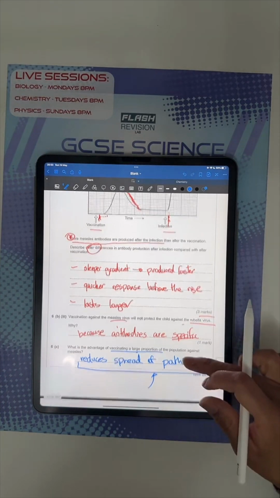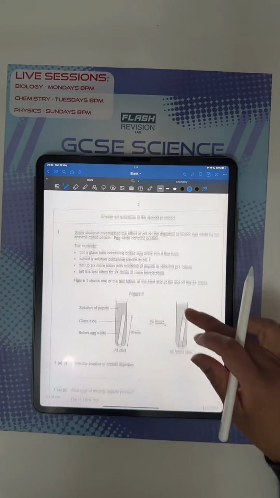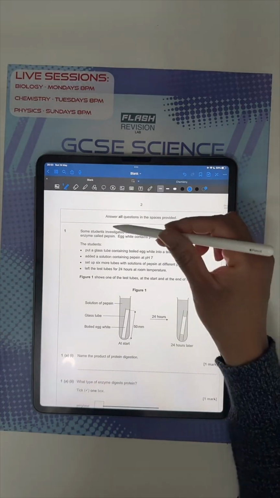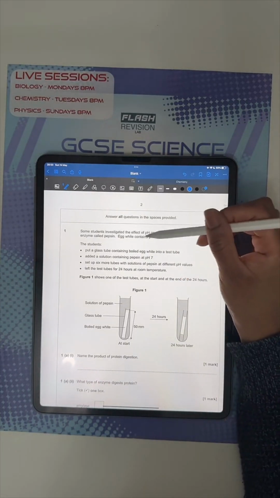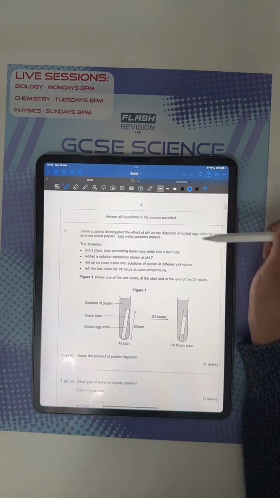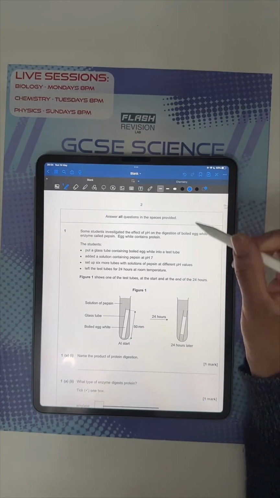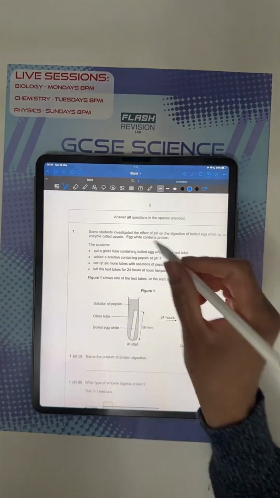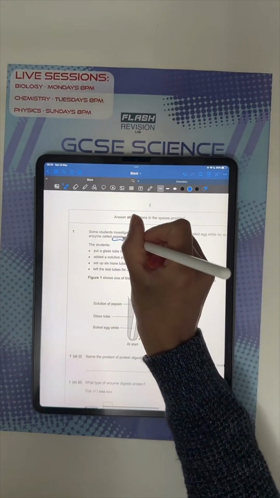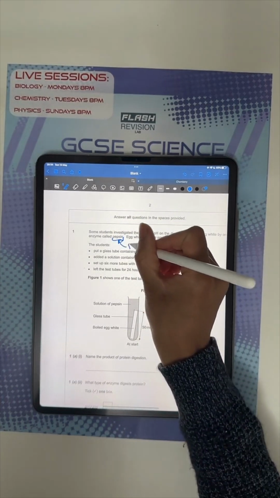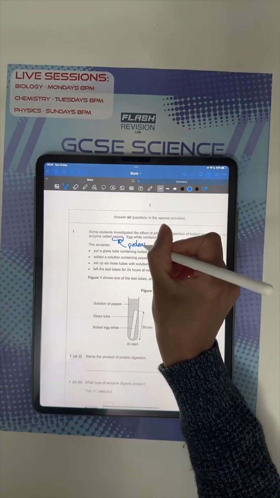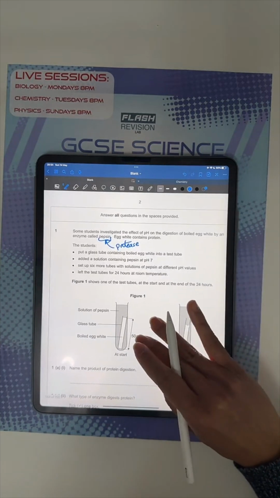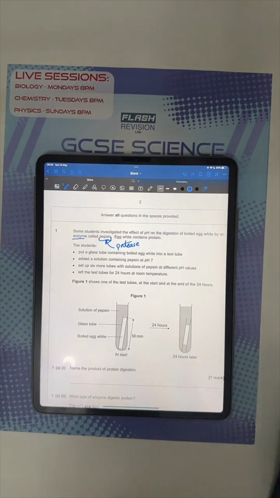Okay, amazing. On to the next one. Right, this is one you've got to think about here. So some students are investigating the effect of pH on digestion of a boiled egg by using an enzyme, pepsin. Pepsin is found in the stomach. It's a protease. It doesn't really matter in this question. You just need to know it's an enzyme. It's a digestive enzyme.